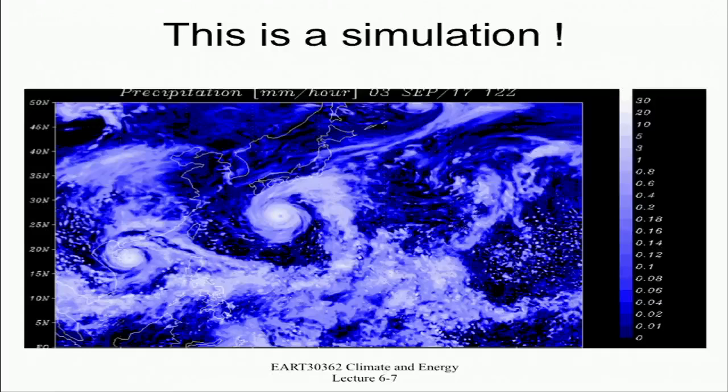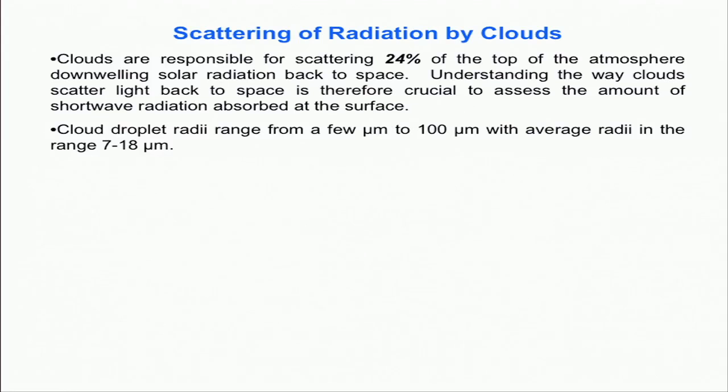So, why are clouds important? Well, remember we talked about the Earth's radiation budget? Without clouds, the Earth's albedo would be very different, much lower. Clouds are responsible for scattering back 24% of top of the atmosphere downwelling solar radiation in those solar wavelengths back to space. So we have to understand the way clouds scatter light back to space. We need to know where they form, etc. And to do that, we can then look at the total budget of the Earth's shortwave radiation that eventually gets through to the Earth's surface. And that, of course, is going to be responsible for the upwelling long wave, which is then going to get absorbed in the atmosphere by other processes.